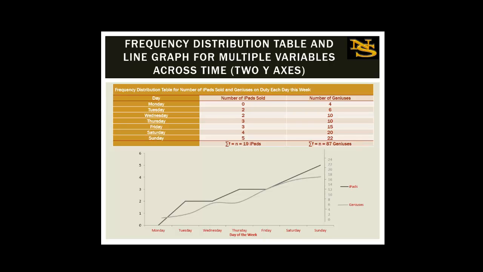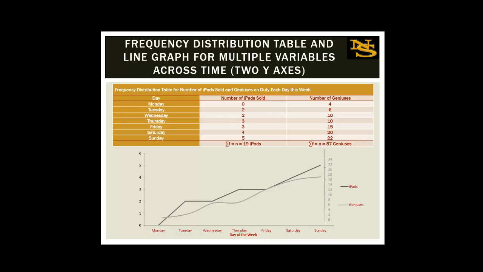This graph is much, much better. This graph is different than the previous because there are two sets of y-axes that represent an appropriate scale of frequencies. The left side represents the frequencies for iPads, so there's a smaller range, and that's represented there. Then the right side of the graph represents the frequencies for geniuses, so there's a larger range in that frequency of geniuses. You can see that represented.